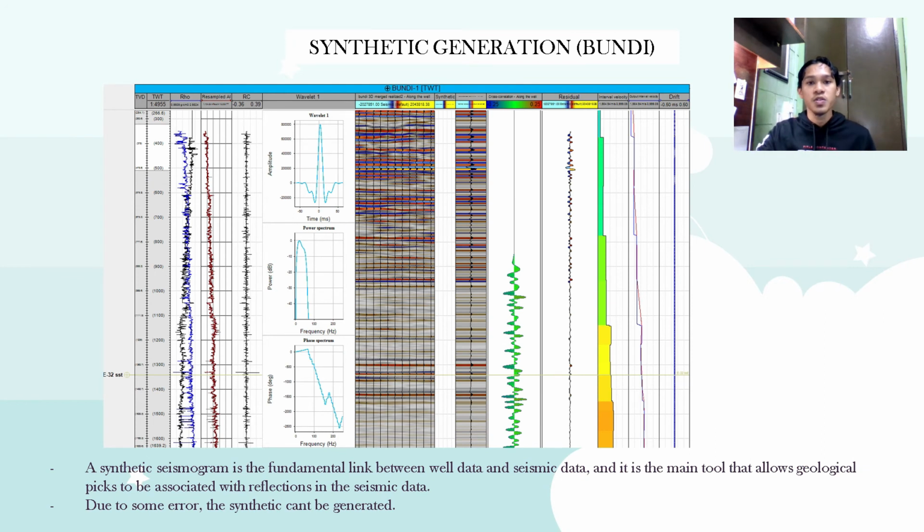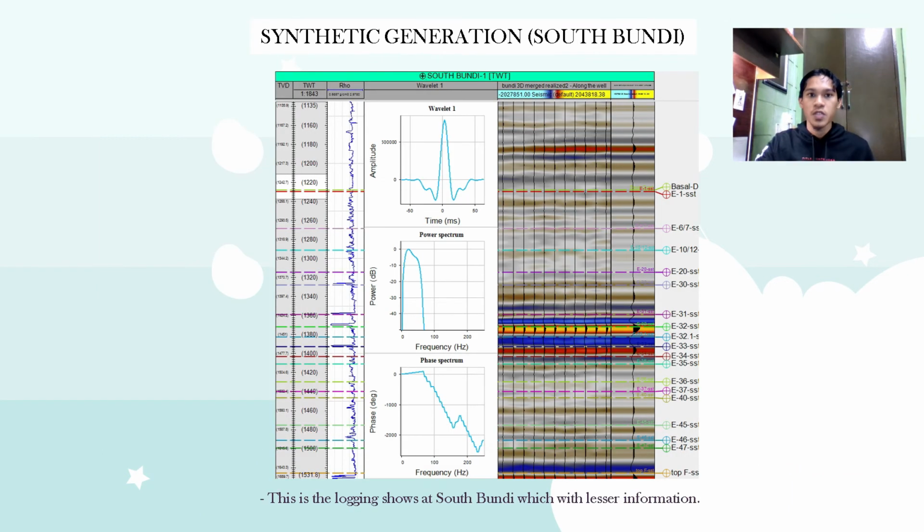Next, we go to the synthetic generation, which is this one, the Bundi one. Synthetic generation is the fundamental link between well data and seismic data, and it is the main tool that allows geological tops to be associated with reflections in the seismic data. However, due to some error, our synthetic can't be generated. And this one shows the South Bundi part, which has limited information, not like the Bundi one.